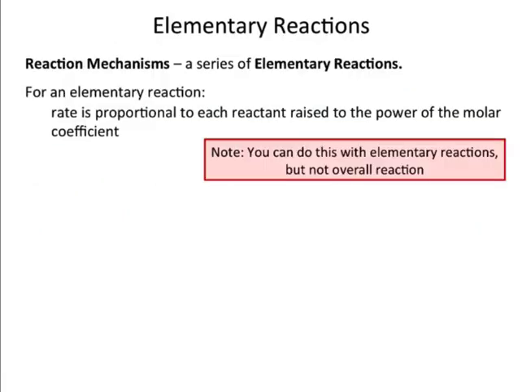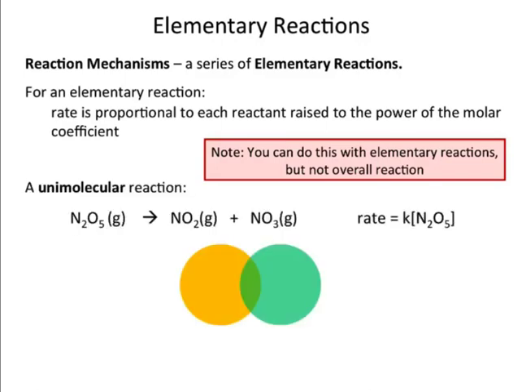Now we have a little more to discuss before we can go about talking about rate laws of reactions, and that is what the elementary steps look like. Each one of these pieces of the mechanism is called an elementary reaction, and an elementary reaction, you can maybe define it this way, is that the rate is proportional to each reactant raised to the power of its molar coefficient. Maybe this will make more sense when I put this up. You look at this, you have N2O5 as a reactant, the rate is equal to the constant times the concentration of N2O5, first order, because there's no coefficient.